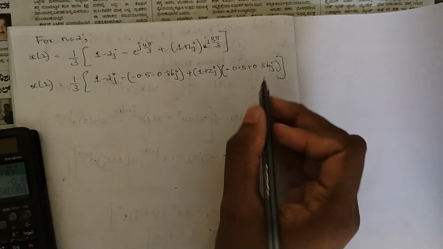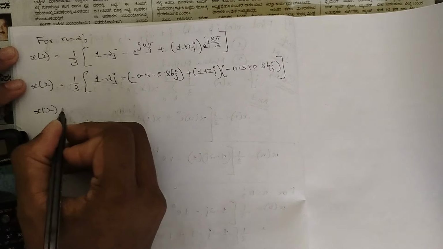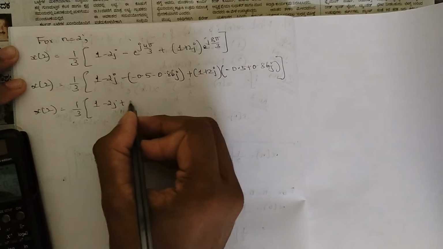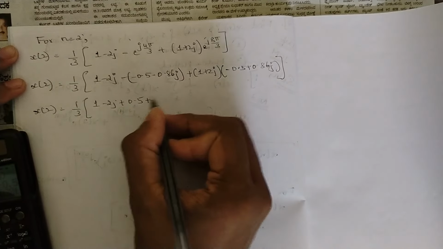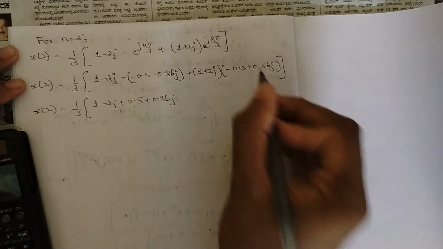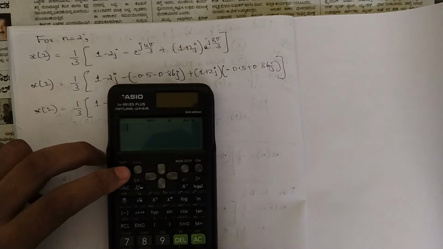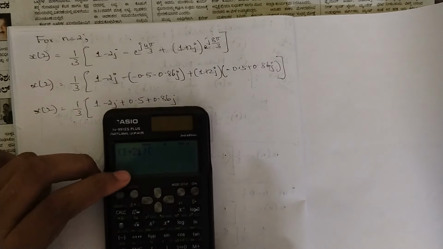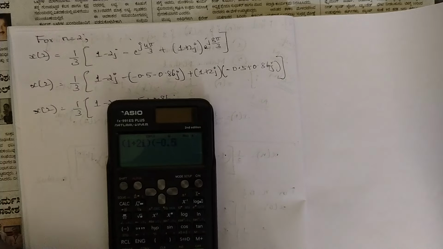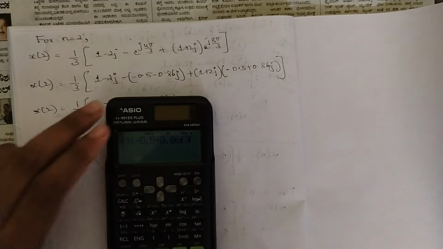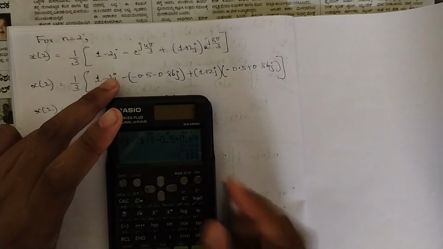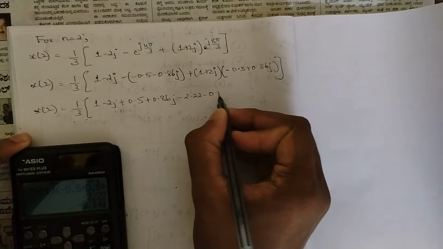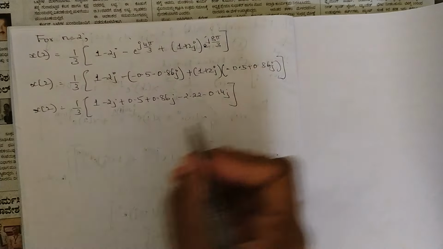Okay, so now we should be multiplying these two, right? So x of 2 is equal to 1 by 3, 1 minus 2j, so minus into minus is plus 0.5, minus into minus is plus 0.86j. So these two we should be multiplying now, that is 1 plus 2j into minus 0.5 plus 0.86j, that is 2 minus 2.22 minus 0.14j.